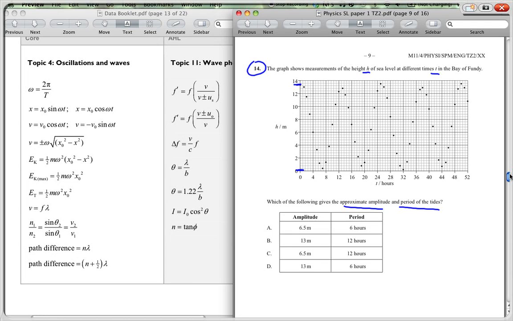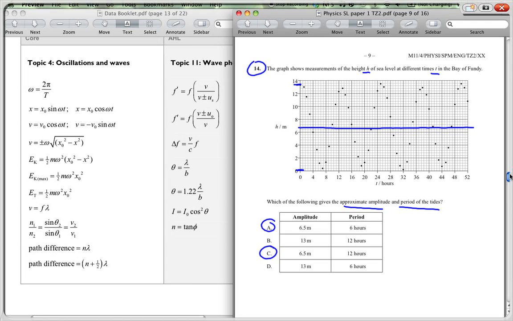So your equilibrium position would be roughly in the middle. It will be somewhere over there, I suppose. So here, looking at an amplitude of half of 13, we've got 6.5. So it could be there, and it could be C. It could be A or C.